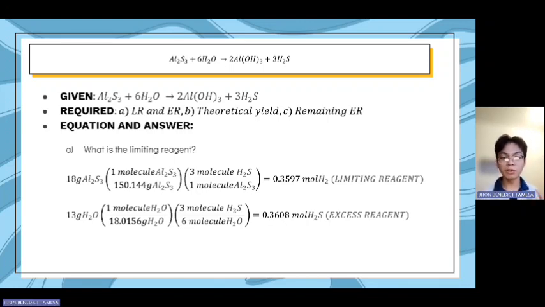Next is 13 grams of H2O, same process. Then you can have the mole of H2S, which is 0.3608. Judging and analyzing these two moles of H2S po, we can see na mas mababa po yung mole ng first reactant natin na aluminum sulfide, which makes it the limiting reagent ng equation. And the other one is the excess reagent kasi sobra po siya.